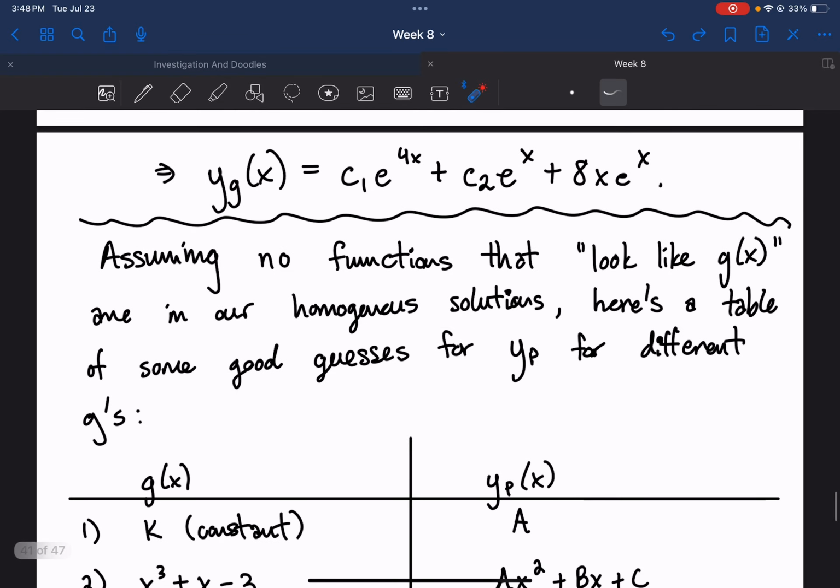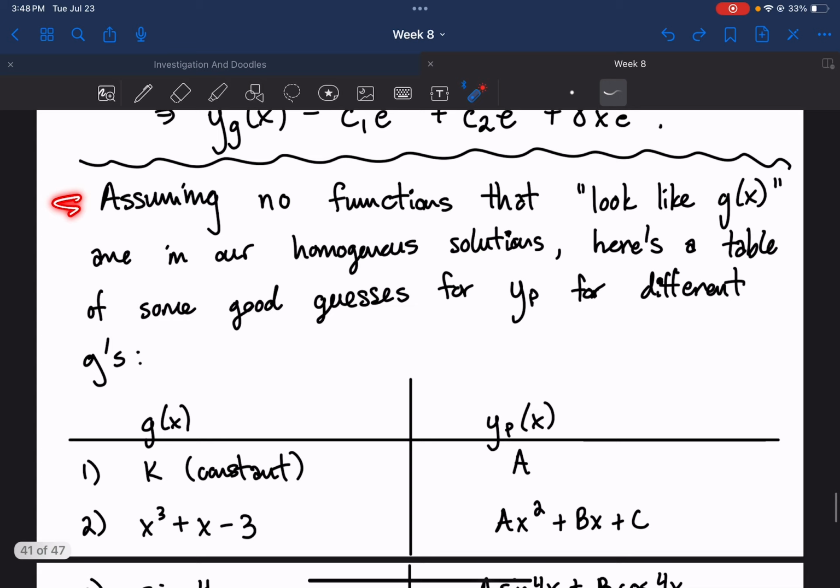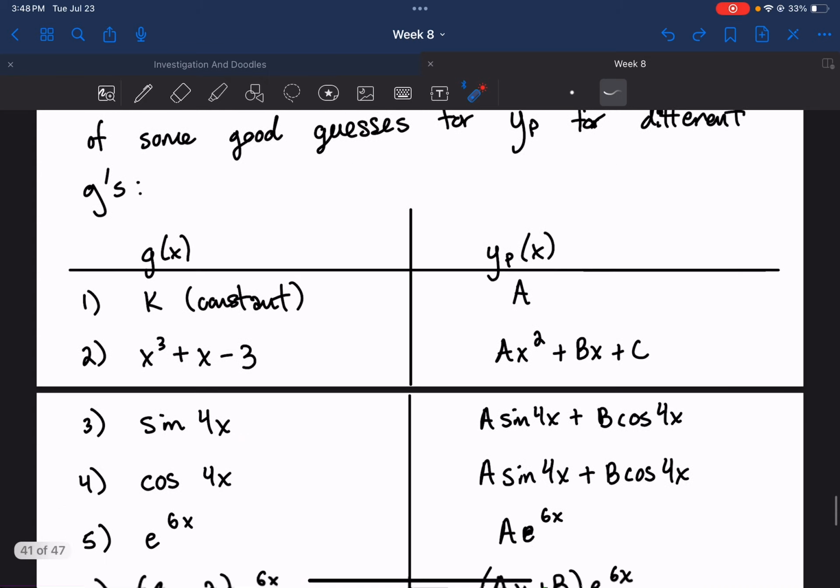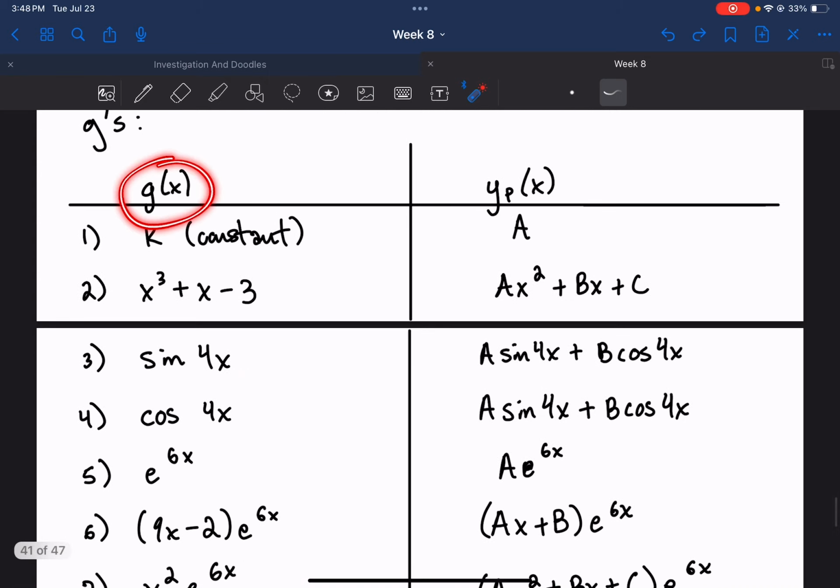Here's a nice little table for you. Assuming that no functions that look like g of x are in your homogeneous solutions, here's a table of some good guesses. When the right-hand side is a constant, you pick a constant. When the right-hand side is a polynomial, that should be a squared.